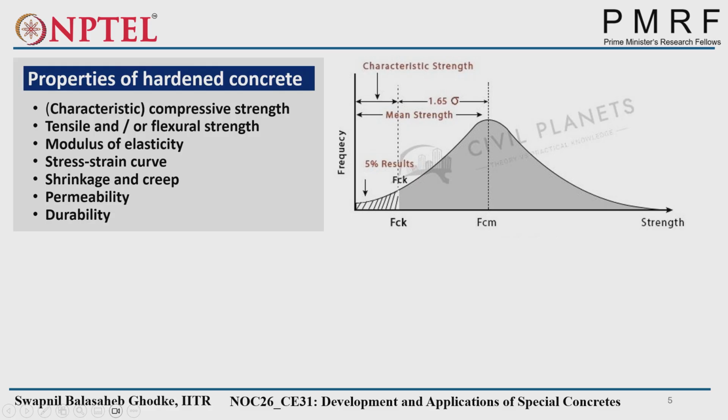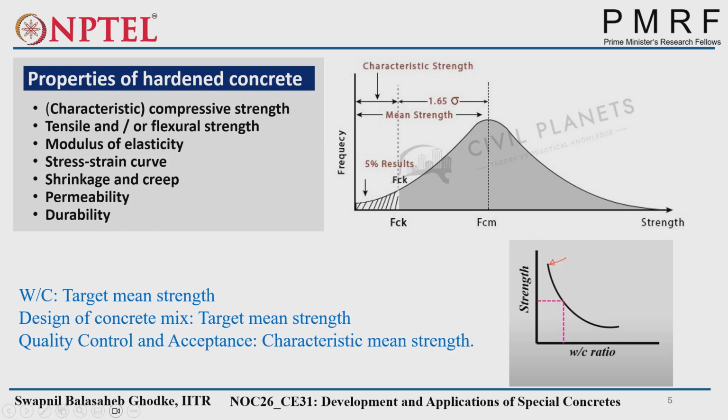We have been seeing this since our bachelor's. This is the characteristic strength distribution graph. The mean strength minus 1.65 times the standard deviation is the characteristic strength, below which 5% of the test results should fall. This is the fck characteristic strength, and this is the mean strength. As I said, as the water cement ratio increases, strength decreases. There is a direct relation between water cement ratio and compressive strength.